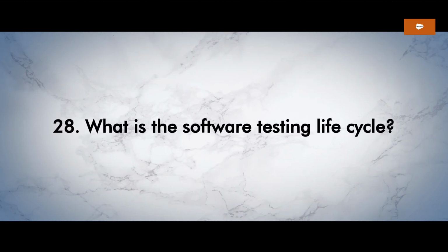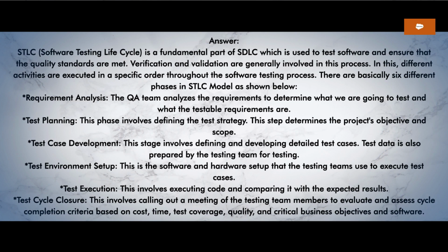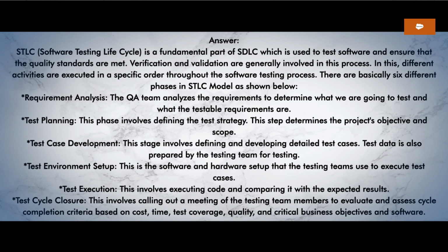28. What is the software testing lifecycle? Answer. STLC, Software Testing Lifecycle, is a fundamental part of SDLC which is used to test software and ensure that the quality standards are met. Verification and validation are generally involved in this process. In this, different activities are executed in a specific order throughout the software testing process. There are basically 6 different phases in STLC model as shown below.